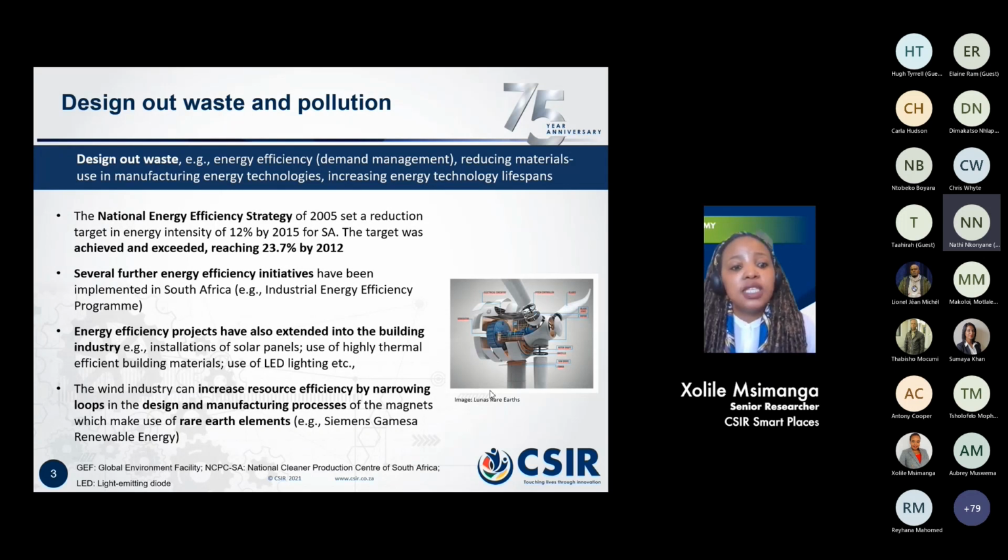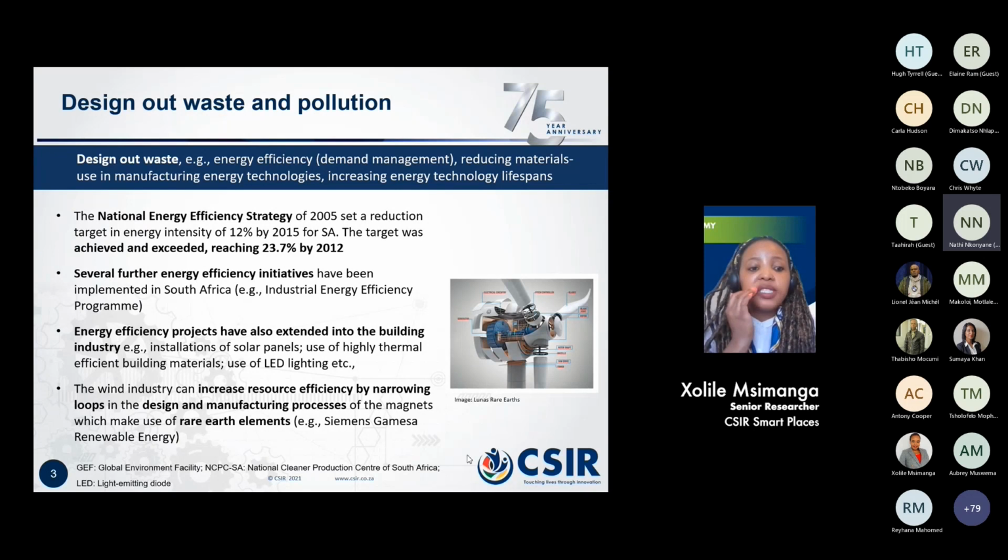Energy efficiency projects have also extended into the building industry. For example, new buildings have installations of solar panels, they use LED lighting, and they use highly thermal efficient building materials, which reduces energy demand. In the case of reducing wastage in the production and the manufacturing processes, in the wind industry, there is a potential to reduce waste in the production of permanent magnets, which contain rare earth elements. These magnets go into the direct drives in the generator.